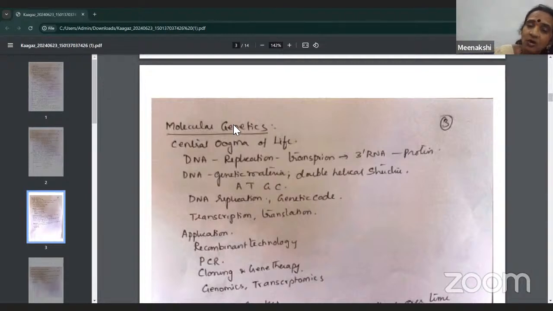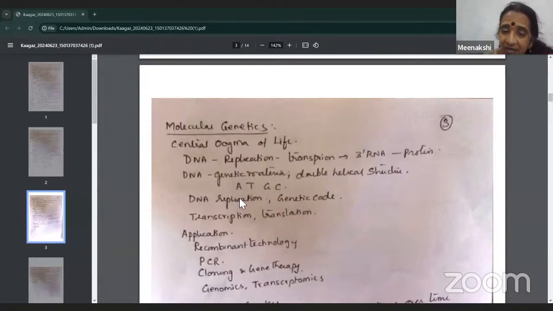So the central dogma of molecular genetics is that the DNA replicates, and once the DNA is replicating, it leads into transcription through mRNAs and then converting it into a protein. So DNA, the genetic material, is a double helical structure. We all know the Watson and Crick model, which says it's a double helical structure, made up of the bases, that is ATGC.